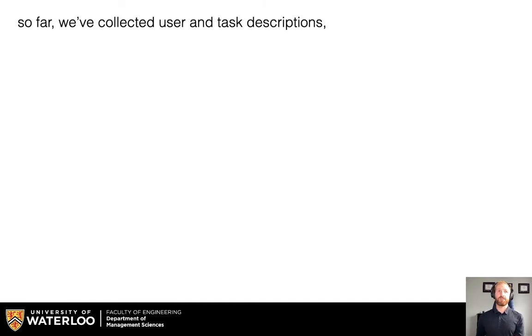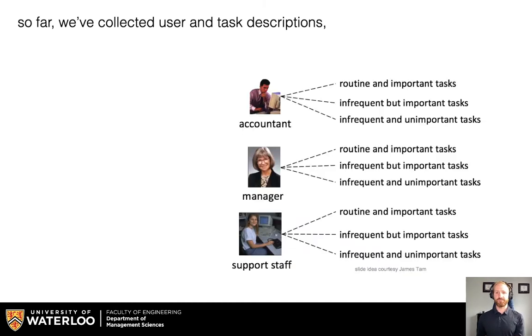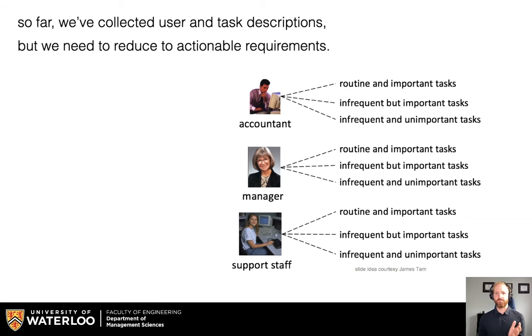So far, we've collected user and task descriptions. With an accounting system, for example, you might have different roles or stakeholders: accountants, managers, and support staff. And you might have taken their tasks and started to understand that task space. You might have them organized into routine and infrequent tasks and important and unimportant tasks. So you have some sense of what people are doing and how valuable and how frequent all of these tasks are. Now that we've done this elaboration step, we need to reduce to actionable requirements.